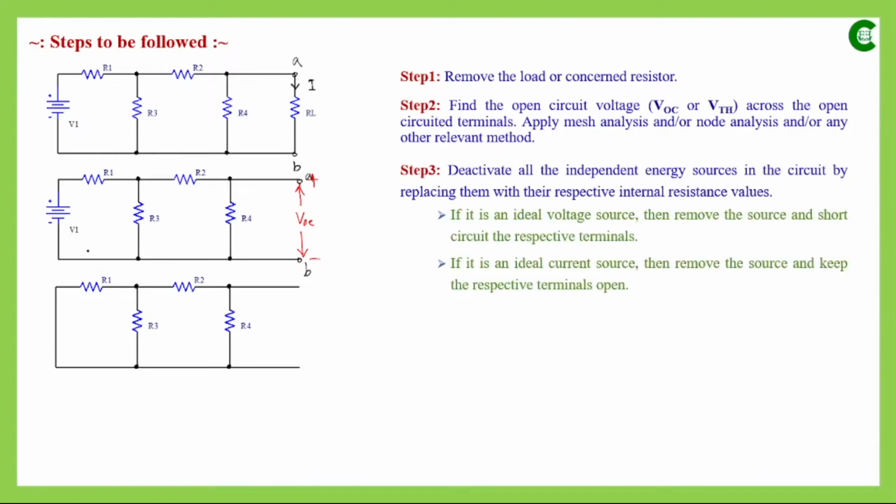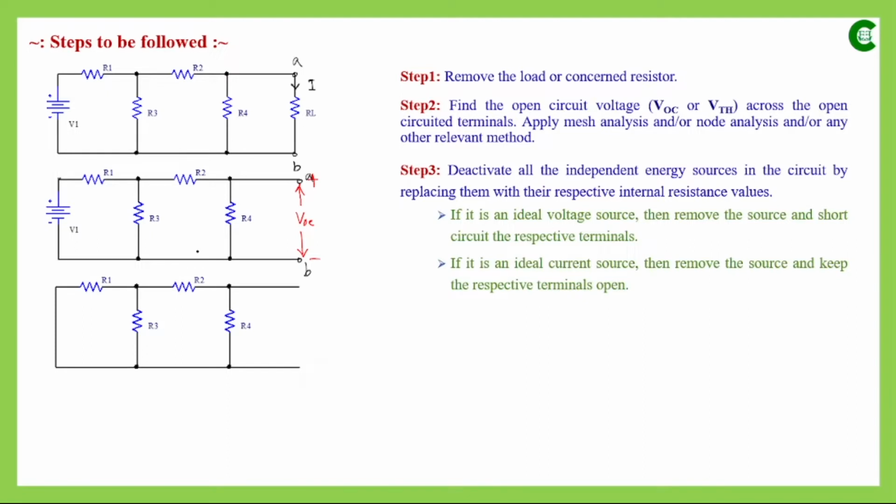So if we have a voltage source that is not ideal in nature, that means it has some internal resistance, then we will keep that resistance in the circuit and deactivate the energy part. But if the voltage source is an ideal voltage source, then we will simply short that path. Here, as you can see in this circuit, this ideal voltage source was connected between these two terminals in the original circuit, so we have simply shorted that path between these two terminals.